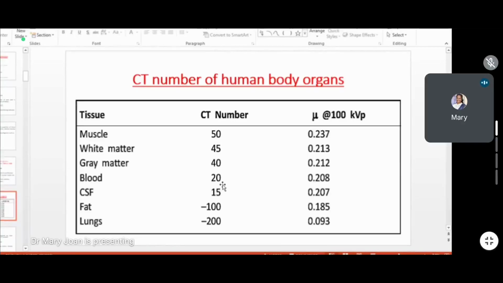So if our CT number scale is bigger, then this 0.001 difference in the attenuation can be represented maybe like 10 and 50. So we will be able to better identify that.